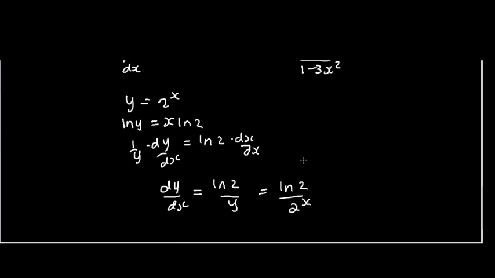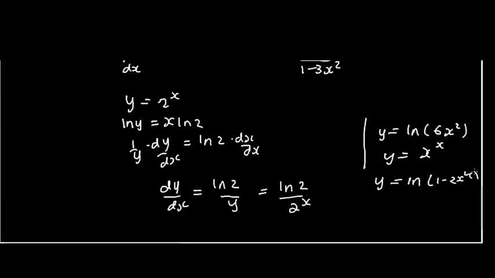So from that, we can also have another example: differentiate y equal to ln of 6x squared. We can also have y equal to x to power x. It is the same as this, you use the same technique. And then differentiate also y equal to ln of 1 minus 2x to power 4. We can also have y being equal to exponent of x times 1 minus x squared. And then this one here, you can even apply ln, and then it will become easier to differentiate.